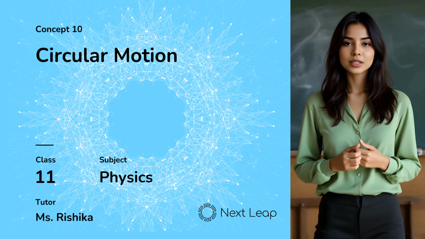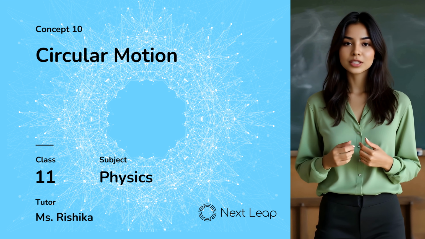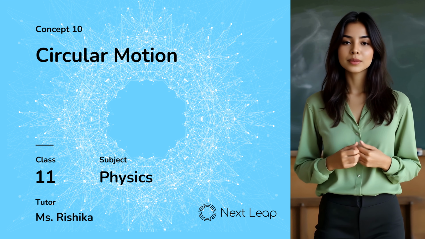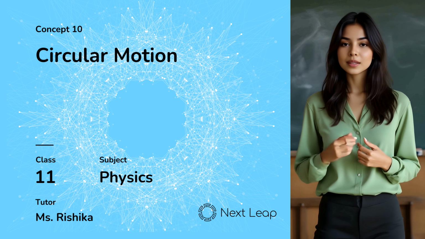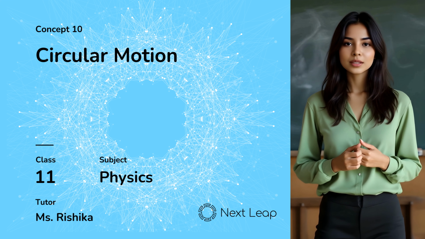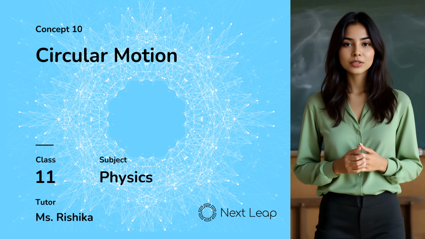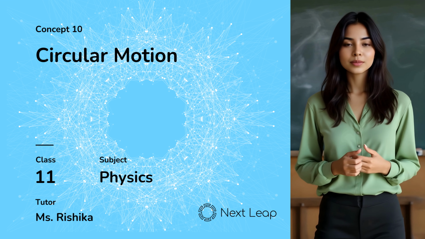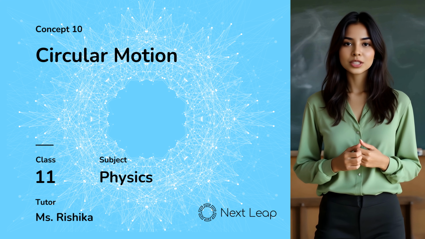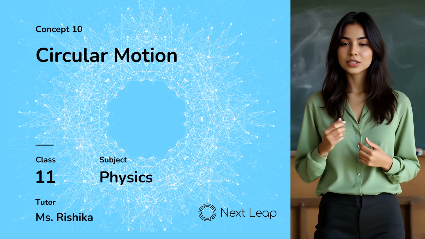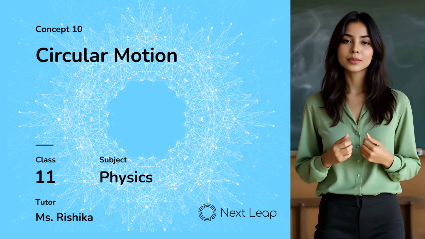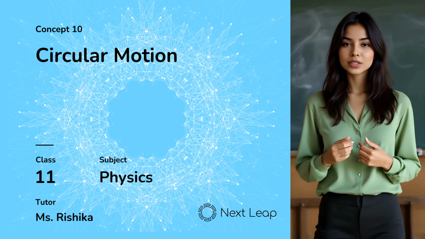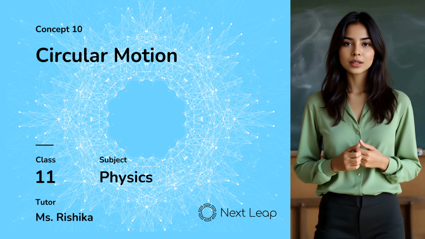When a body moves in a circle of radius r with a constant speed v, it doesn't actually move in a straight line. It keeps changing its direction, and that means there is acceleration directed towards the center of the circle. We call this centripetal acceleration. Mathematically, it is written as acceleration equals v squared divided by r. According to Newton's second law, the force needed is F equals mv squared divided by r.